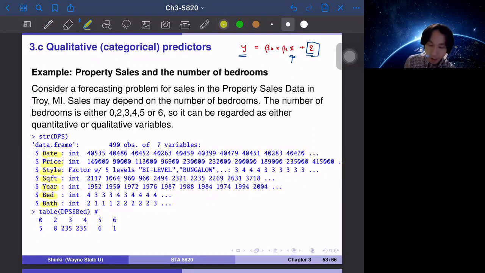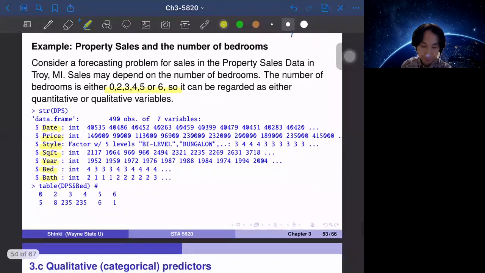The number of bedrooms is not entirely a continuous variable. In this data set, it can only take the values 0, 2, 3, 4, 5, 6. There are no properties with 1 bedroom in this data set, but it is either 0, 2, 3, 4, 5, or 6. So it can also be regarded as a qualitative variable.